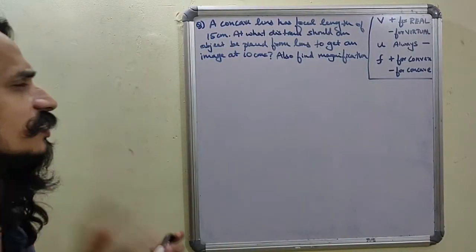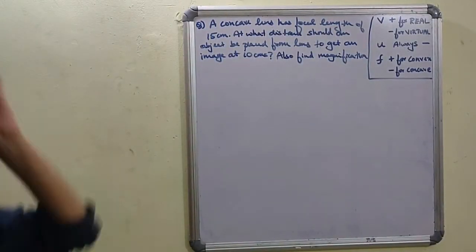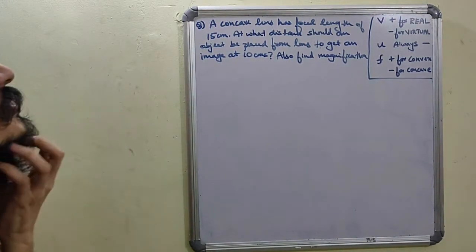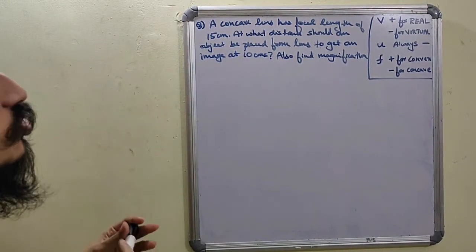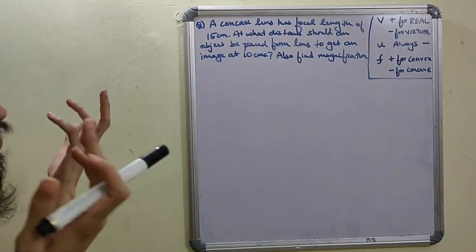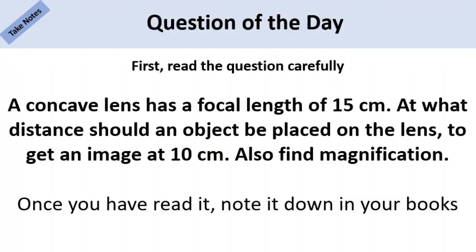Now I will read out the sum for you. A concave lens has focal length 15 centimeters. At what distance should an object be placed from the lens to get an image at 10 centimeters, and also find the magnification.